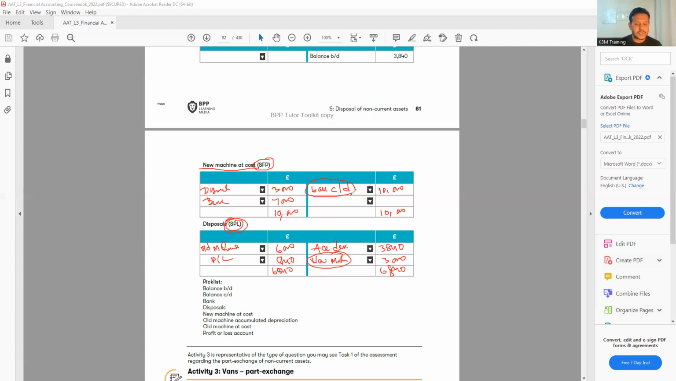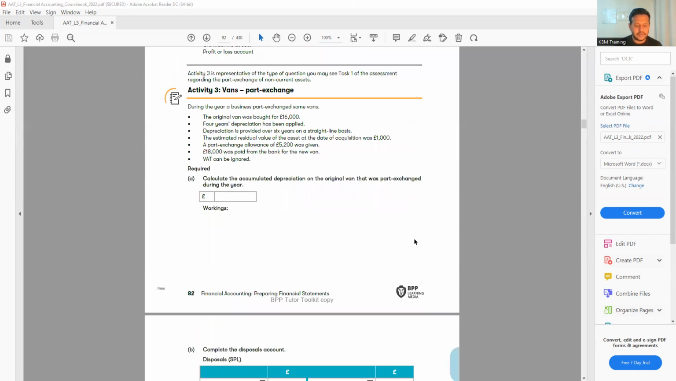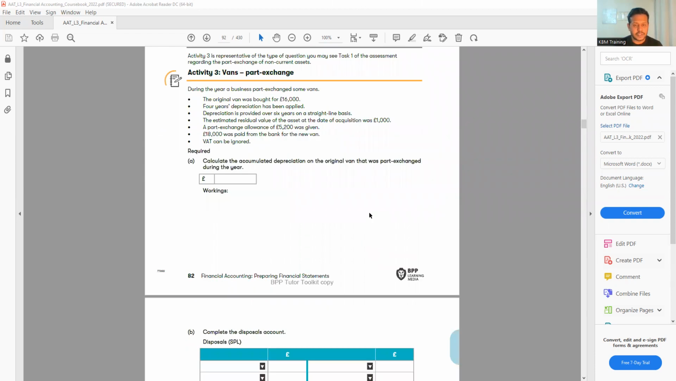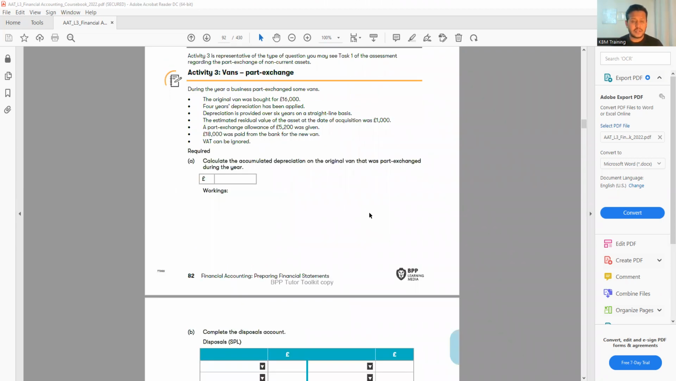All right, any question from this one, from anyone? No, very good. Let's move to the next one then. The next one we have here, the van part exchange. So let's try that. It's the van, how much is the accumulated depreciation and the disposal account. So I'll give you 10 minutes to read the question and try to do some workings. And after that, we'll do it together.